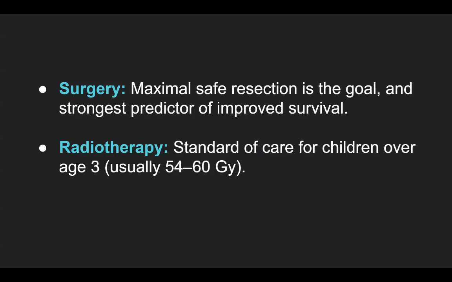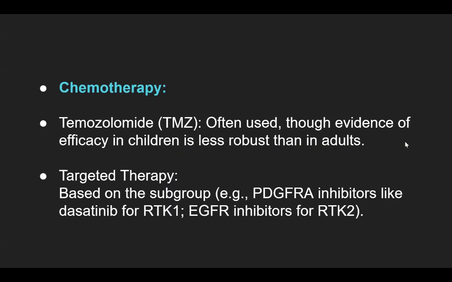And then we have postoperative radiotherapy, which is a standard of care for children over age 3. Under age 3, we avoid radiotherapy in children because the brain is going through very rapid development. So, the neurocognitive side effects of radiotherapy are very, very prominent in patients under the age of 3 years. And this is the age group where we use chemotherapy mostly.